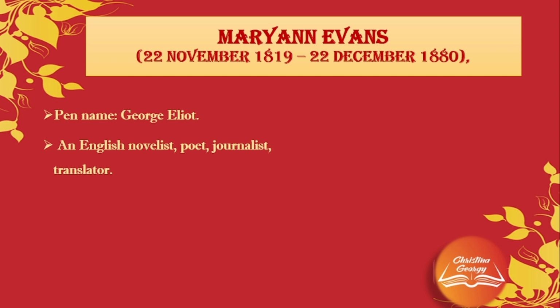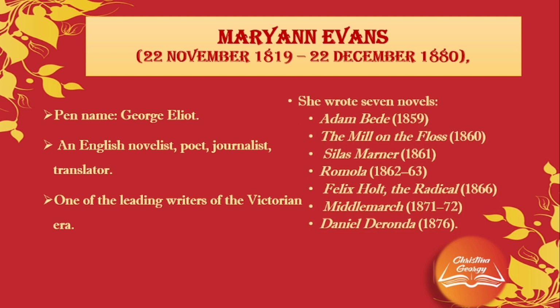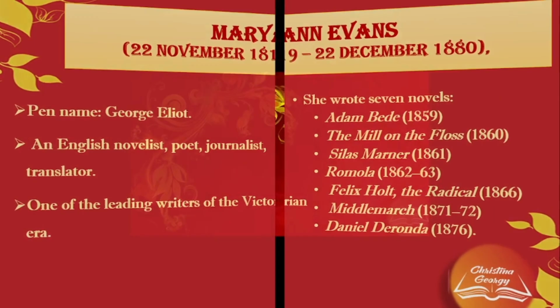So she was an English novelist, poet, journalist and also translator. And she was one of the leading writers of the Victorian era. Examples of her writings include Adam Bede in the year 1859, The Mill on the Floss in 1860, Silas Marner in 1861, Romola in 1862, Felix Holt the Radical in 1866, Middlemarch, this is famous, in the year 1871, and also Daniel Deronda in 1876.